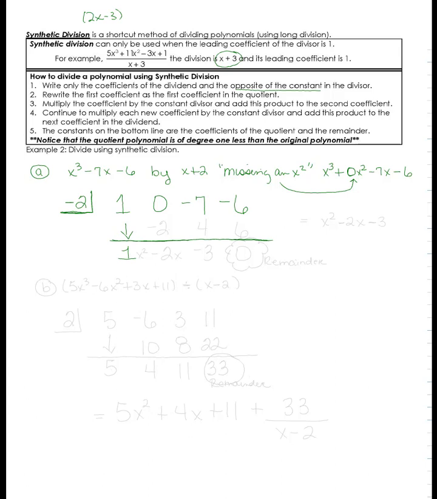So, we brought down the 1, take 1 times negative 2. Negative 2. Add negative 2 to 0. We have what? Negative 2. Then take the negative 2, and after you add, you start the process over. Take the negative 2, multiply it by negative 2. That gives us 4. And then add 4 plus negative 7, negative 3. Start the process over. Multiply negative 3 times negative 2, 6. And then add 6 and negative 6, 0.